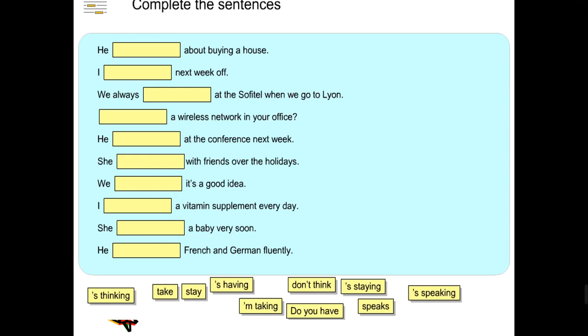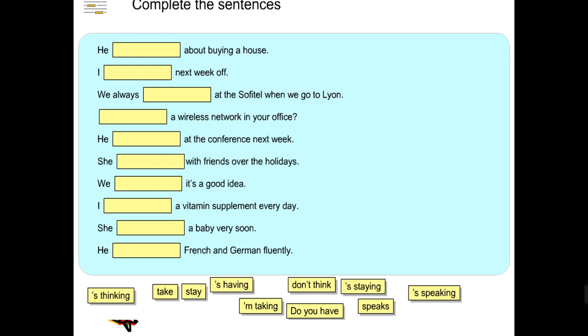We blank, it's a good idea. We, so which verb goes with we? We don't think it's a good idea. Present simple because this is what you think or believe. I blank a vitamin supplement every day. Every day it's a repeated action, so present simple, so I take.